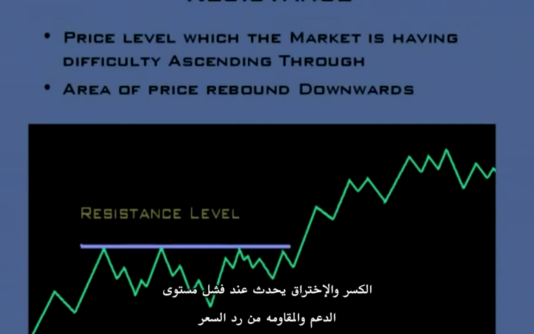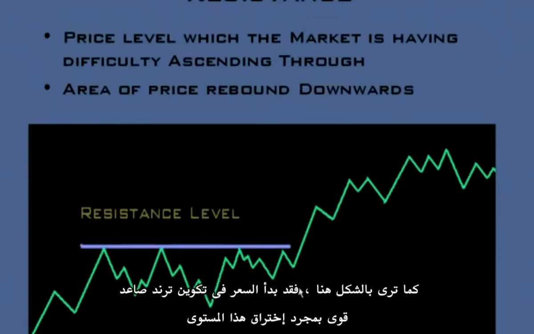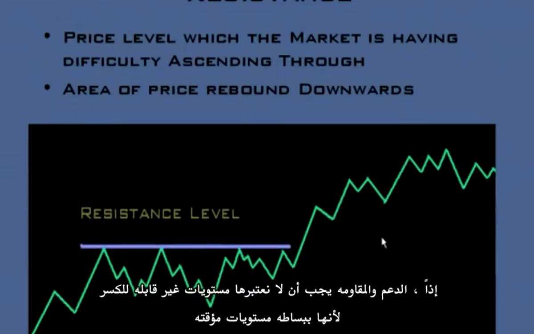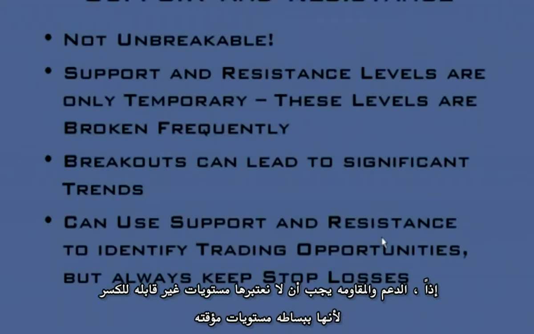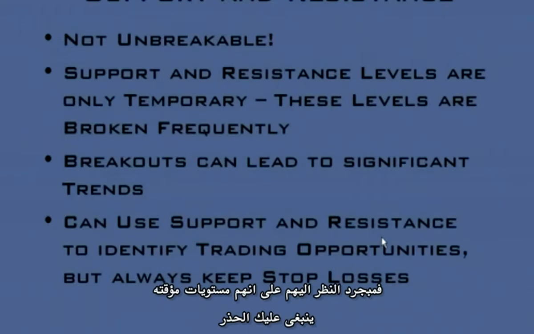A breakout is when a support or resistance level is finally broken, which you can see on the illustration here at the end, where the price had a strong upward trend after breaking out from this resistance level. So support and resistance should not be considered unbreakable. They're just temporary barriers. So as long as you see them as temporary, you should be safe.